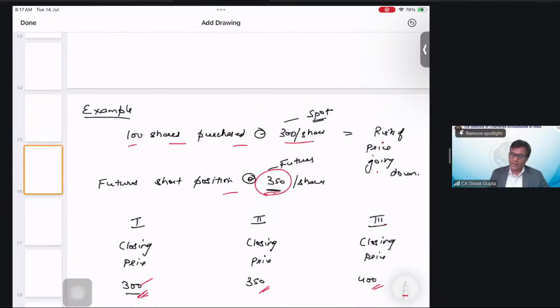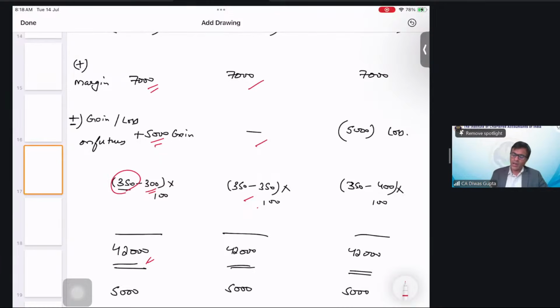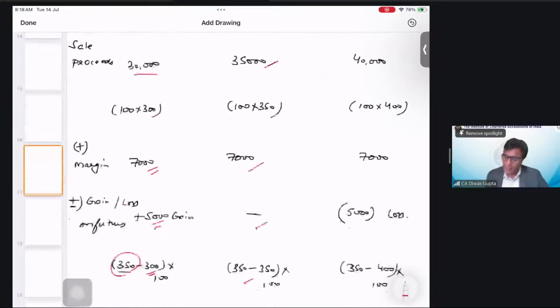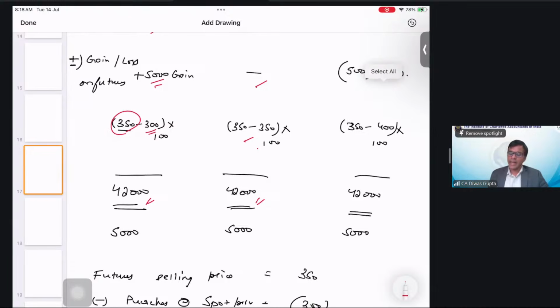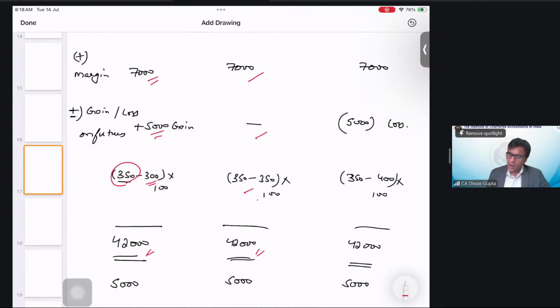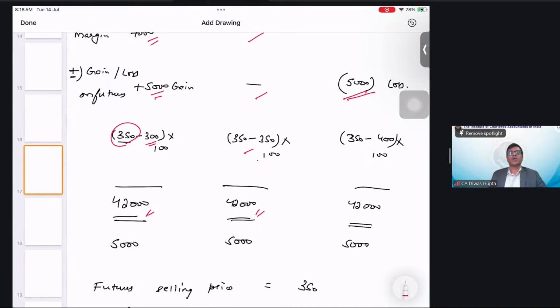Now, what if the closing price is 350 itself? That means I will realize 35,000, which is at the rate of 350 on the investments that I'm holding. I will also get back 7,000 rupees. There will be no gain or loss, and hence my overall earning will be 42,000. In the third scenario, where the price is moving to 400, here I will realize 40,000 rupees, students, which is based on 400. 7,000 will be my margin money, and there will be a loss of 5,000 rupees, and hence I will receive 42,000.